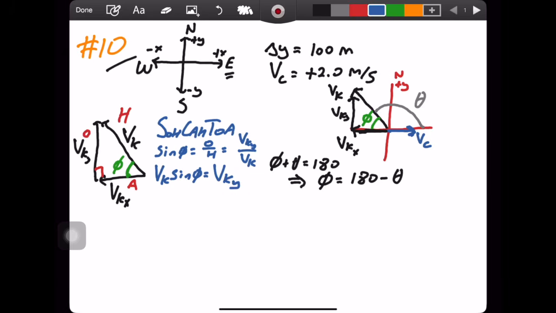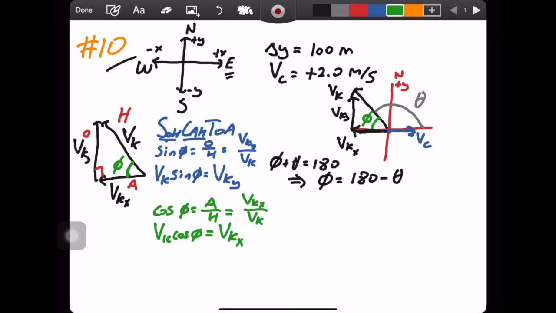Now similarly, using SOHCAHTOA, that was using SO, let's use CAH now. And so I'll do a different color here. CAH means that the cosine of phi is equal to the adjacent over hypotenuse, and that is equal to v_k,x divided by v_k. Similarly, if I multiply both sides by v_k, I get v_k cosine phi is equal to the x component of v_k.